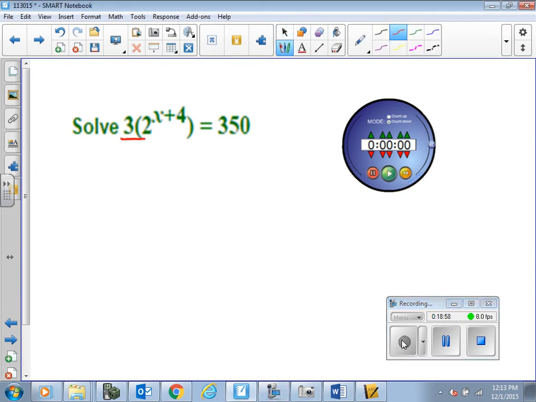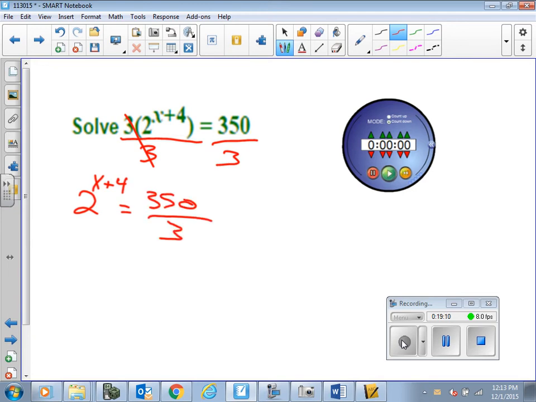So we're going to divide by the 3. So we're going to have 2 to the x plus 4 equals 350 divided by 3. Now, if you put this in the calculator, you get a decimal. I would not do that until the very end. I would use this fraction. This fraction is an exact value. Once you put it in the calculator and you write something like 0.667 or whatever the case, then you're rounding. So I'd keep it as an exact fraction and not round until the end.